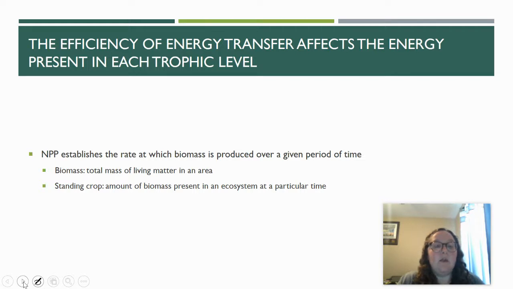NPP establishes the rate at which biomass is produced over a given period of time. So when we use the term biomass, we're talking about the total mass of living matter in an area. And then standing crop is the amount of biomass present at a particular time. So we say like right now, today, this is how much is there. That's going to be standing crop. But if we're looking at a general period of time, we're going to be talking about biomass there.